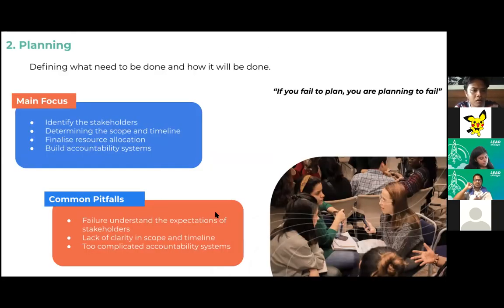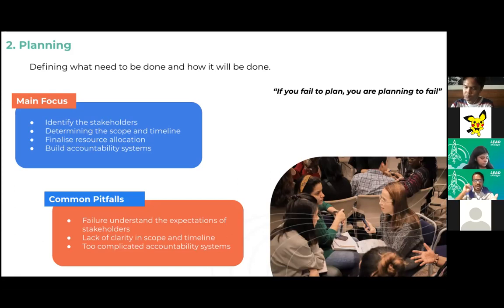Planning process, this is where you bring in people. Now you have your CC team, or OC team, or your project team, and you know what roles different people are playing. Now you need to go into detail and plan for the event itself, or the project itself. So in here, you need to understand your stakeholders. You need to determine the scope and the timeline of your project, finalize resource allocation, and build accountability systems. These are the very key things, the very basics that we do.